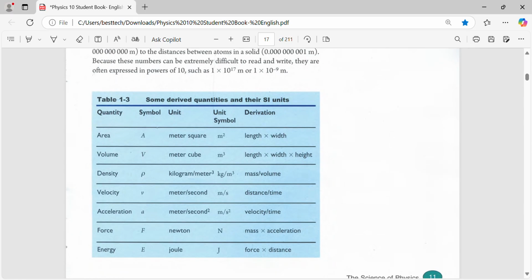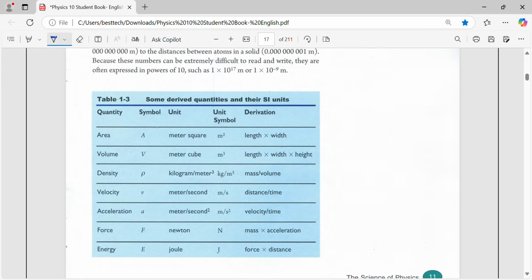You have the second table. It's important too. I said you have 3 tables. The second one: again, you have more quantities, but this is called derived quantities. Why is it called derived quantities? I'm going to tell you why.